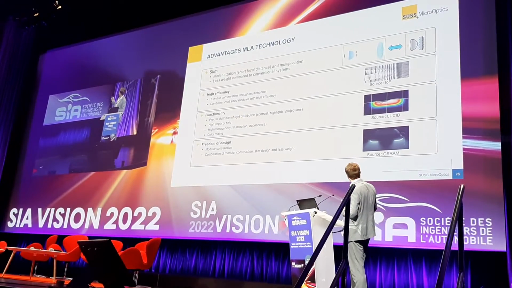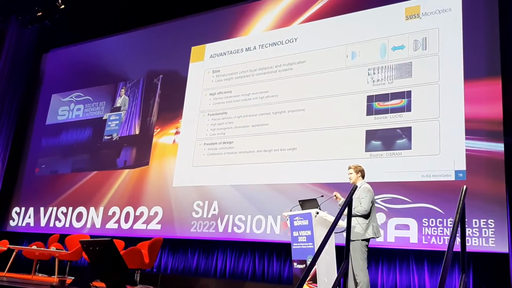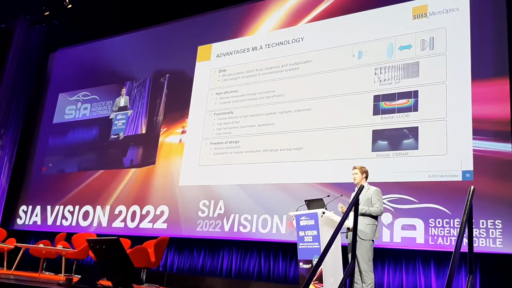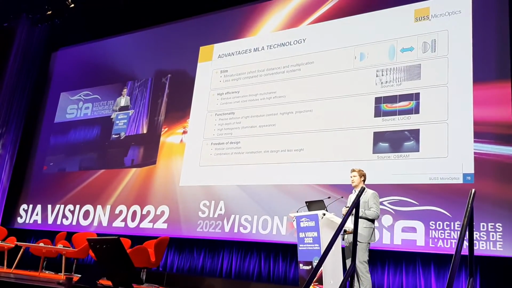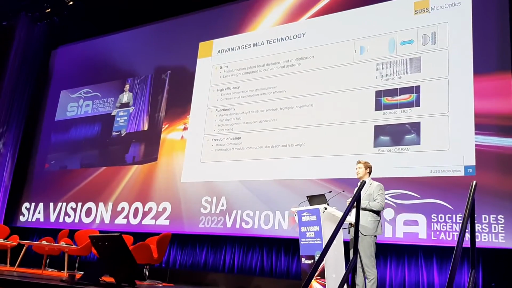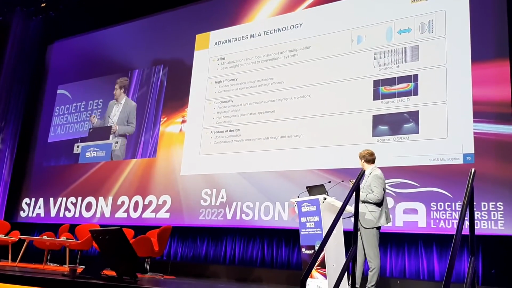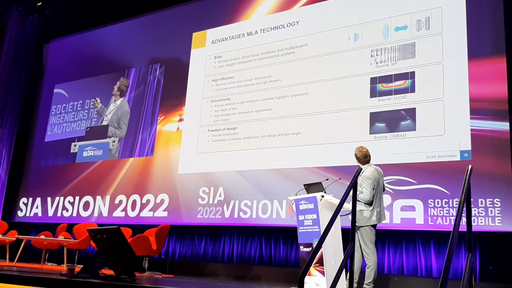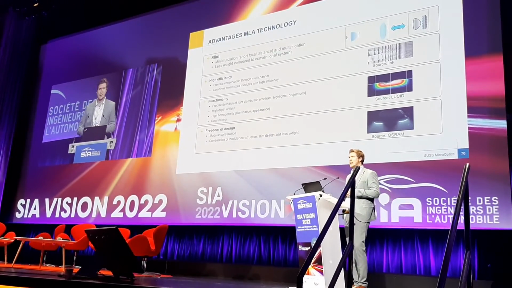So what you can do, you make very small lenses and arrange them in an array, and then you can make a very small system which has still the same efficiency as a big macro optical lens. So this is the advantage. The efficiency and the slim design are connected.